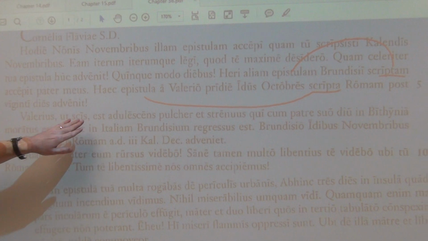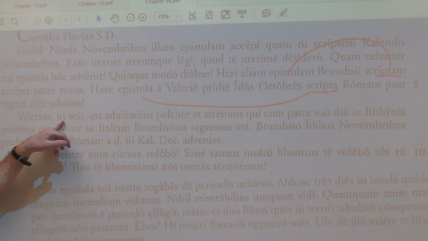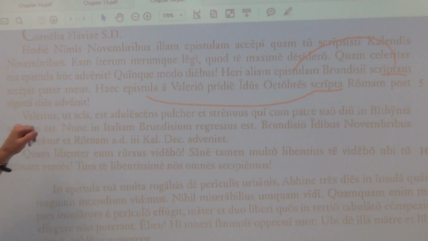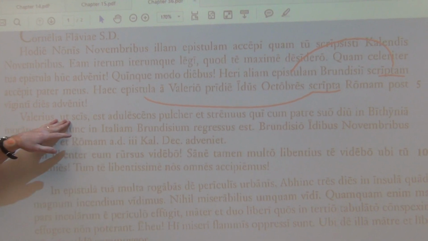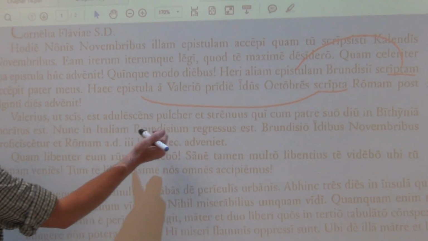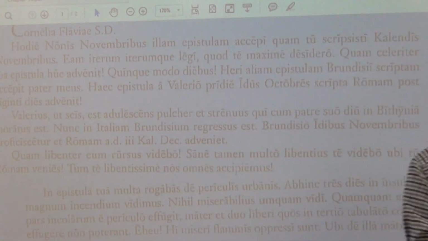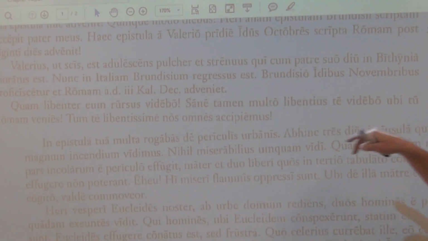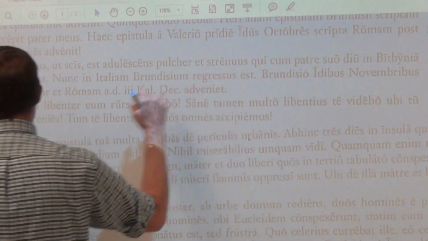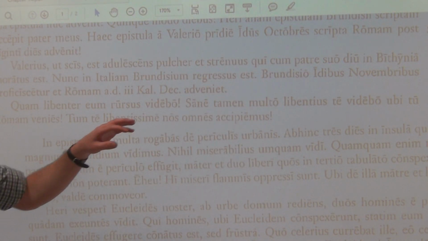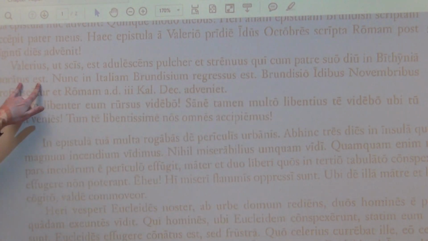Valerius, ut scis, scio, scire, scivi, scitis. Ut, with that kind of a verb, means as. So Valerius, as you know, is a handsome young man. Adulescens, adulescentis, is a young man, somebody probably between the ages of 17 to 40, something of that nature. He is a handsome and energetic, strapping, if you would like, young man who has delayed.